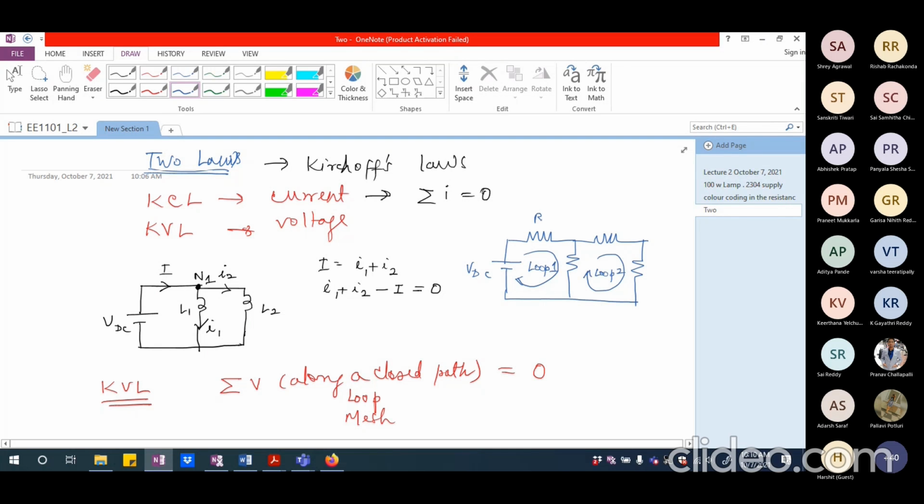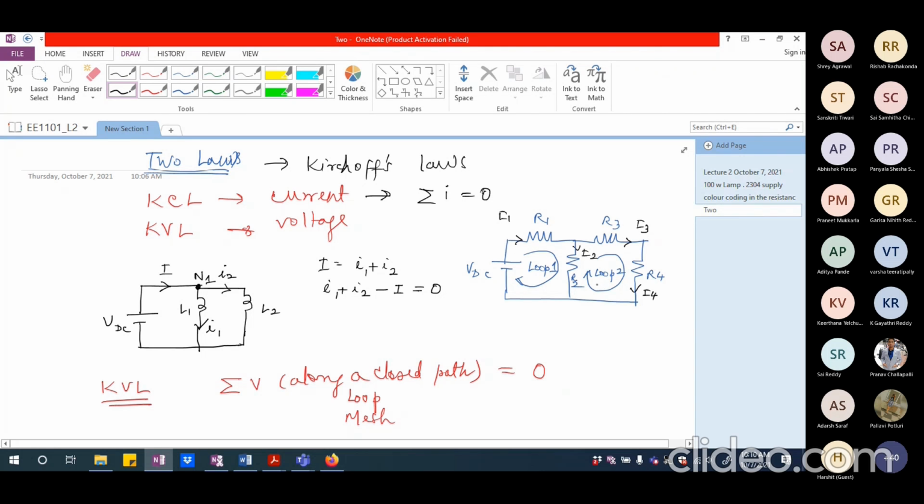Okay. If I may say, this is R1, this is R2, this is R3, this is R4. And I am calling these currents, let us say, I1, which is flowing through R1. This is I2, which is flowing through R2. This is I3, which is flowing through R3, and this is I4, which is flowing through R4.